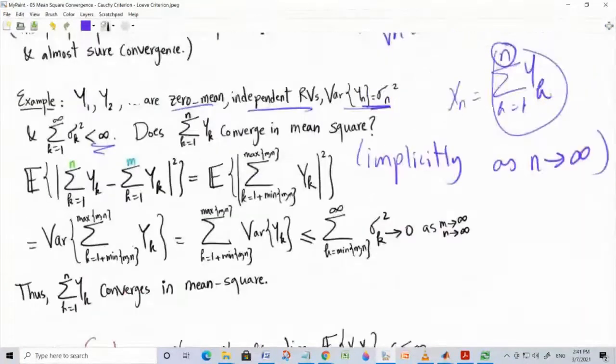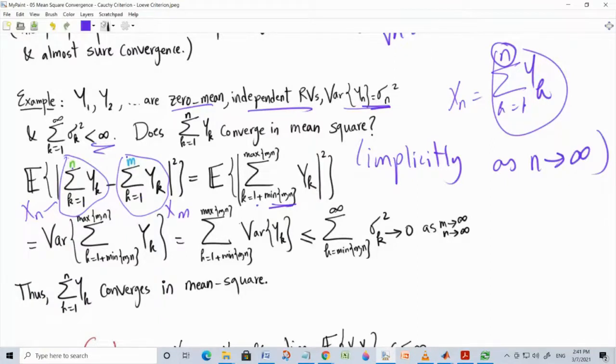So do the Cauchy criterion. Take xn, and this is like xm. Take their difference, square, and take the expectation. After that, we will need to study the limit as n and m go to infinity. If it's 0, then we have convergence. So there is a sum from 1 to n, and a sum from 1 to m. The difference between these two sums is a sum from the minimum plus 1 to the maximum index.